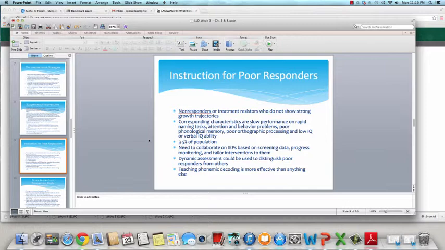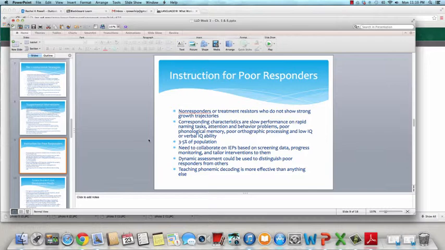So it's important that the SLP, the special ed teacher, the regular ed teacher, everyone needs to collaborate on the IEPs based on screening data, progress monitoring, and tailor interventions to them. So of course, IEPs need to be individualized, but you need to use all your data from your screening and your progress monitoring and incorporate that into the IEP.